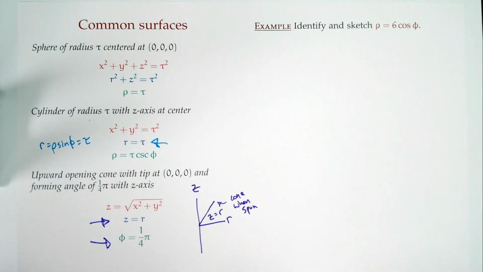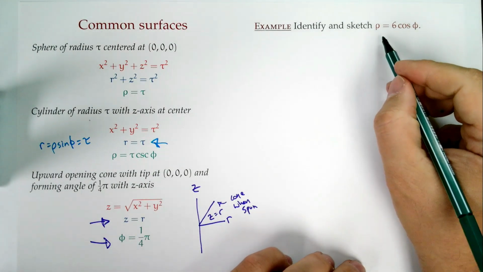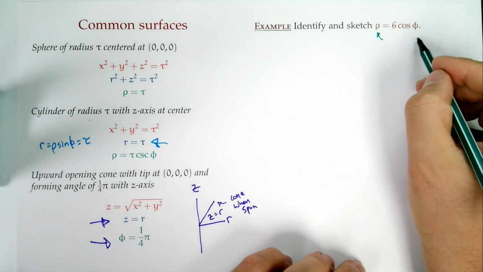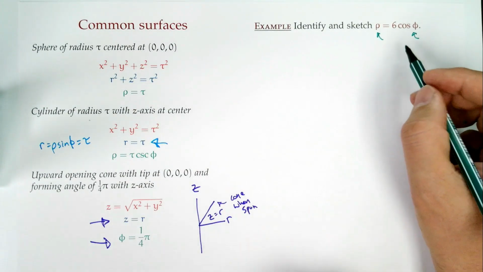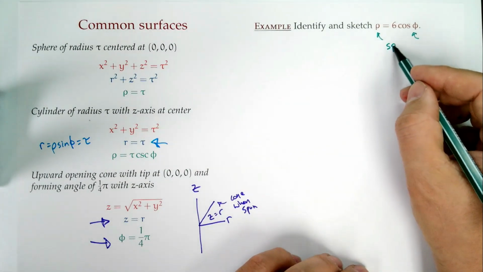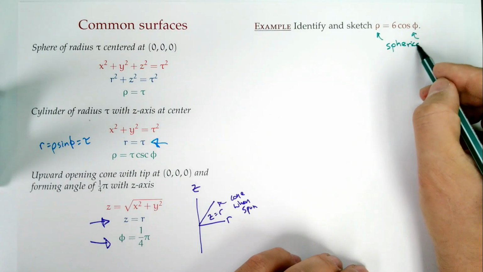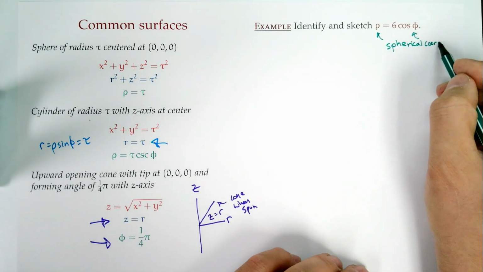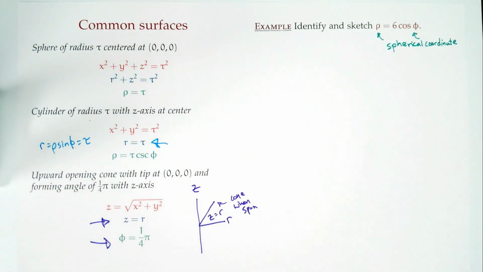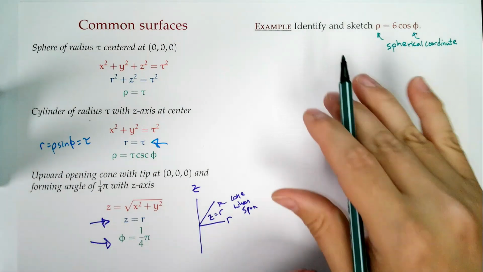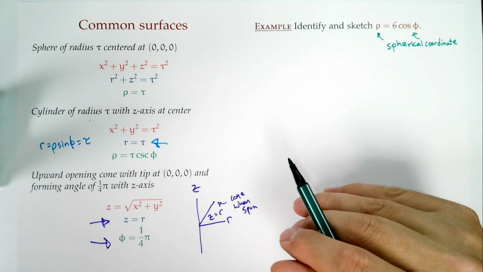So identify and sketch rho equals 6 cosine phi. Now there's a couple of clues right away. The rho and the phi, those are names that we associate with spherical coordinates. So even before we start, we know that, okay, we're dealing with a spherical coordinate type situation. So we start thinking, okay, what do we know about spherical coordinates? Now for us, the thing is we don't know very much. We're really trying to build up our intuition right now of spherical coordinates.